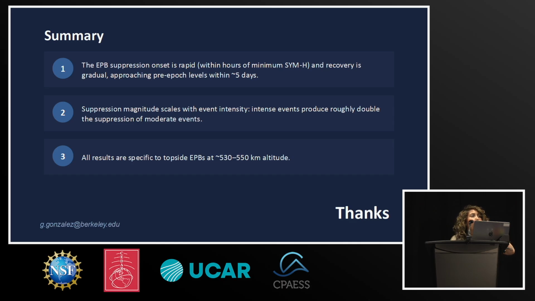I would like to emphasize that since I'm using COSMIC-2, when I say that the EPB occurrence rate decreased, I'm talking about bubbles that reach COSMIC-2 altitude. So maybe I have bubbles, but they are at lower altitudes. I'm not saying that I don't have bubbles. Thank you.